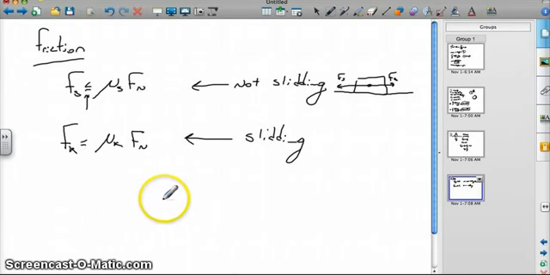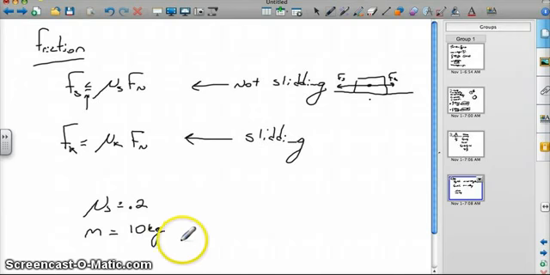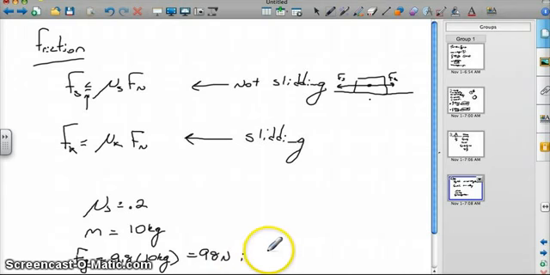So I can give you an example real quick. Let's say that we do have this object up here in the corner, and let's say that the coefficient of static friction is equal to 0.2, and the mass of the object is equal to 10 kilograms. We can find the force of static friction by saying that the force of gravity in this case is 9.8 times 10 kilograms, which is equal to 98 newtons. Since it's a level table, the normal force will also be equal to 98 newtons, but it'll be pointed upward.